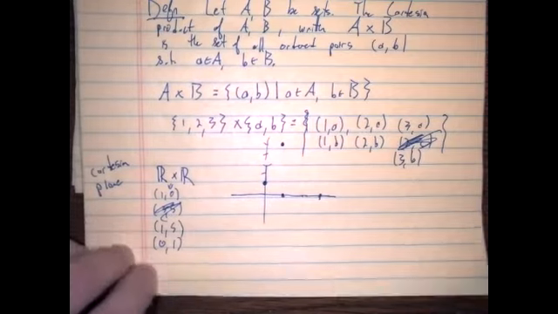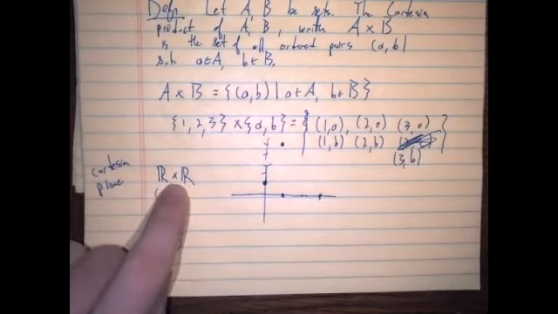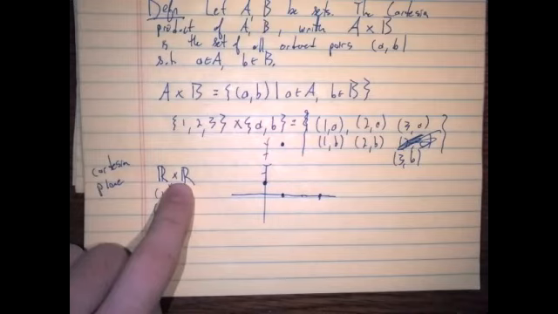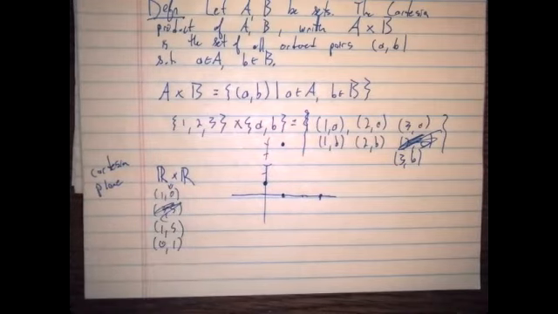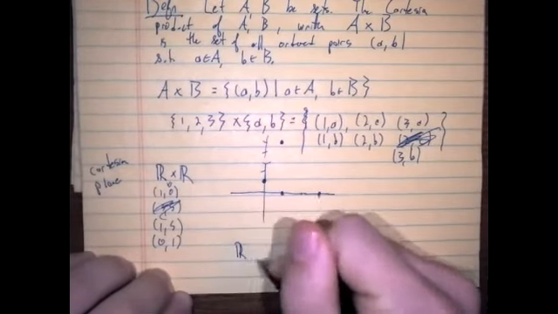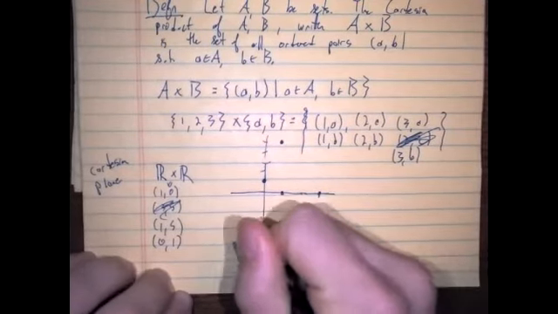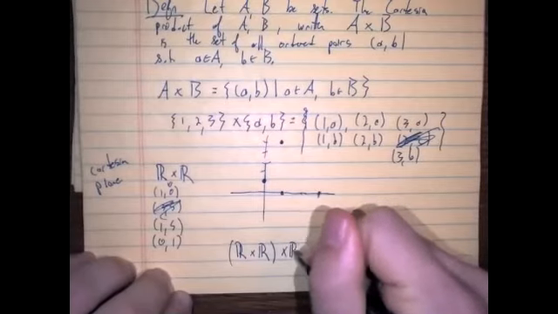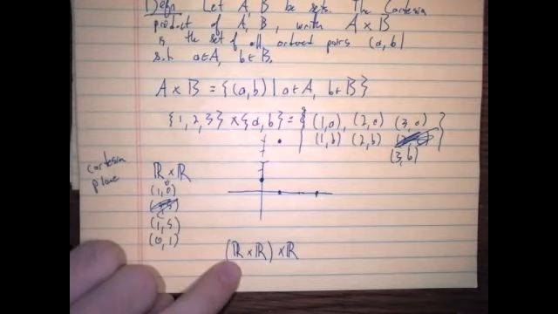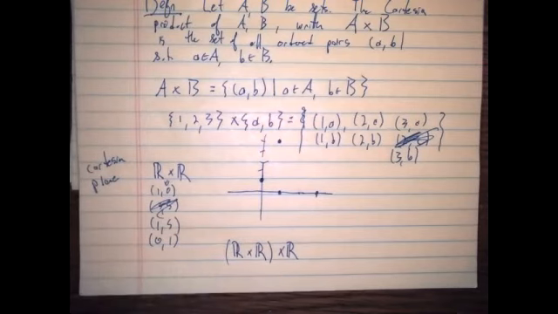Of course, this is just a set, right? R cross R. I mean, it's a set that we built out of other sets, but it's just a set. Do we agree? I can also, if I wish, form the Cartesian product R cross R cross R. What are going to be the elements of this set?